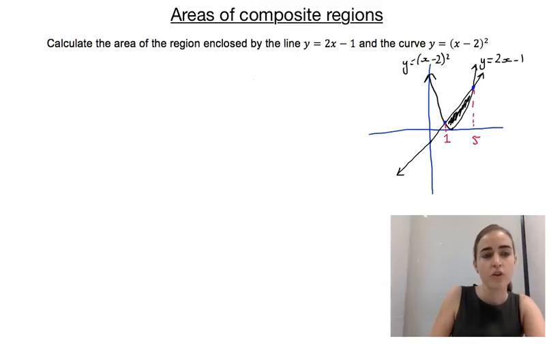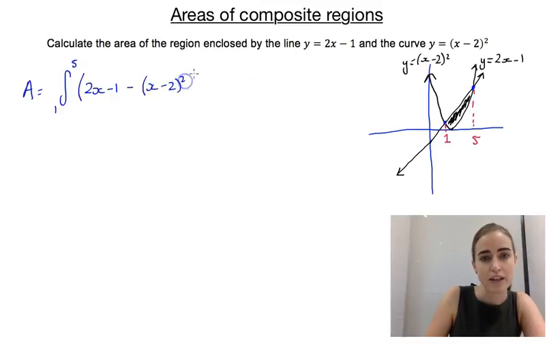Now we need to know which one's on top and which one's on bottom. So within this region, that straight line is above the curve. So we're going to have the area is equal to the integral between 1 and 5, the numbers that we just found. And then we're going to have the straight line, so 2x minus 1, minus this one here, so x minus 2 squared dx.